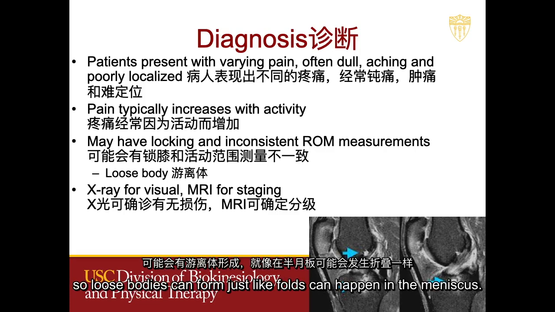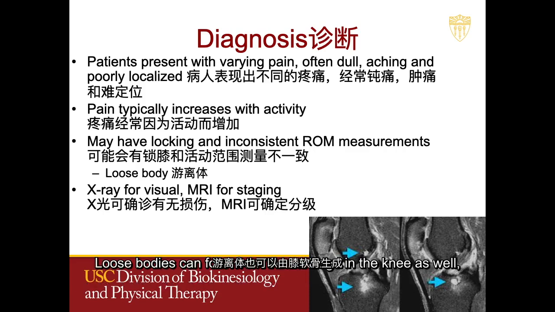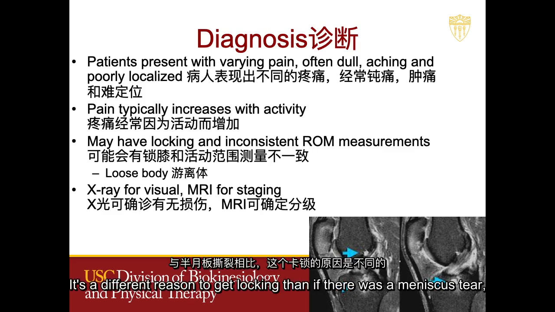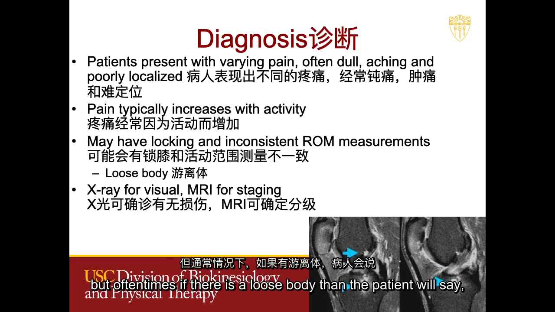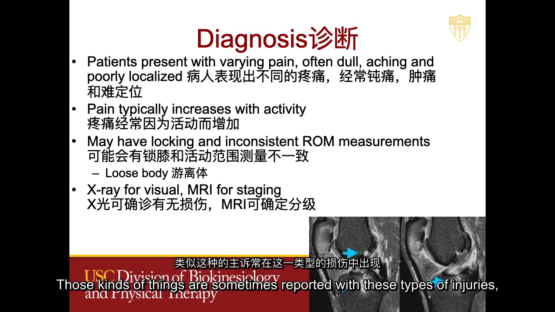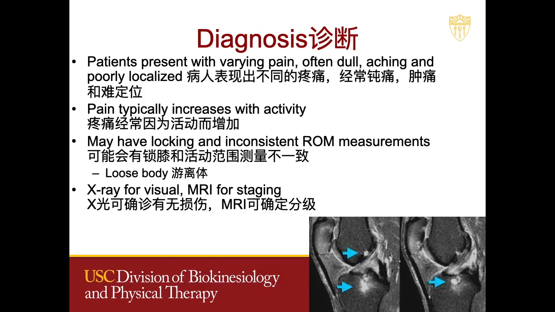So loose bodies can form just like folds can happen in the meniscus. Loose bodies can form from the cartilage in the knee as well. And so that can lead to locking. So again, it's a different reason to get locking than if there was a meniscus tear. But oftentimes if there is a loose body, then the patient will say, okay, I couldn't bend my knee for a second. And I kind of had to shake out my leg, and then all of a sudden I could bend my knee. Those kinds of things are sometimes reported with these types of injuries, these types of wearing down. And again, if there's something floating around in there, a loose body, then oftentimes they might report that.